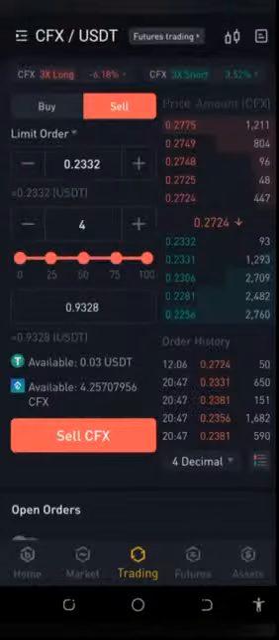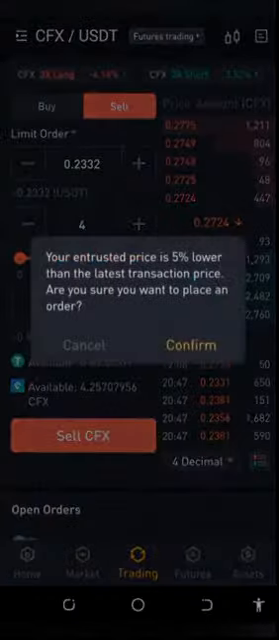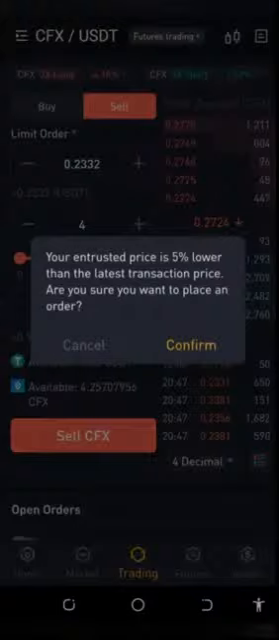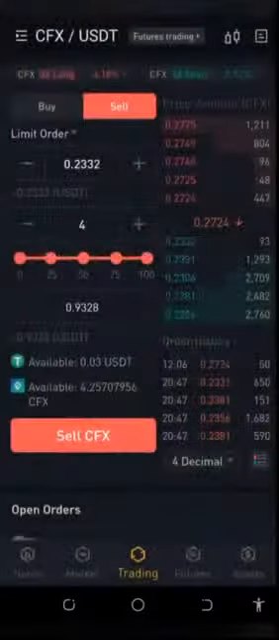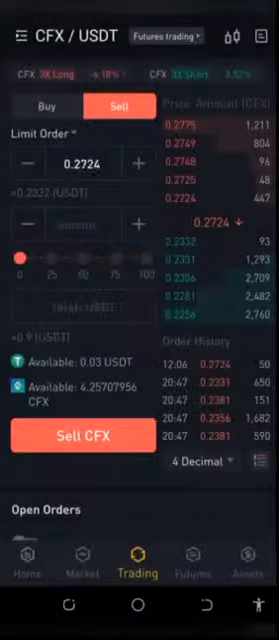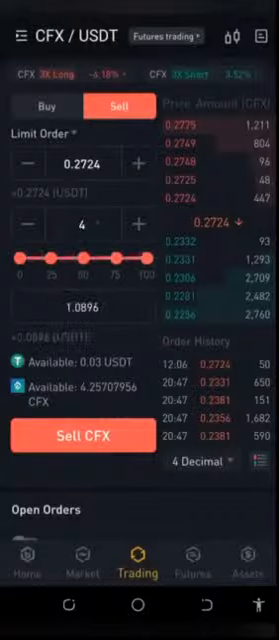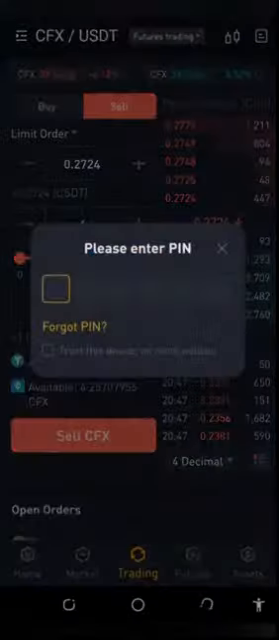All right. So probably I'll just have to change it and let it sit there till I have another trade to come in here, right? So let's see whether this is going to go. Oh, what did it say? It said, your entrusted price is 5% lower than the latest transaction price. Are you sure you want to place an order? I don't want to place an order. Let me do the normal price, and whenever it converts, I'll wait for it. Let's go ahead and do this.